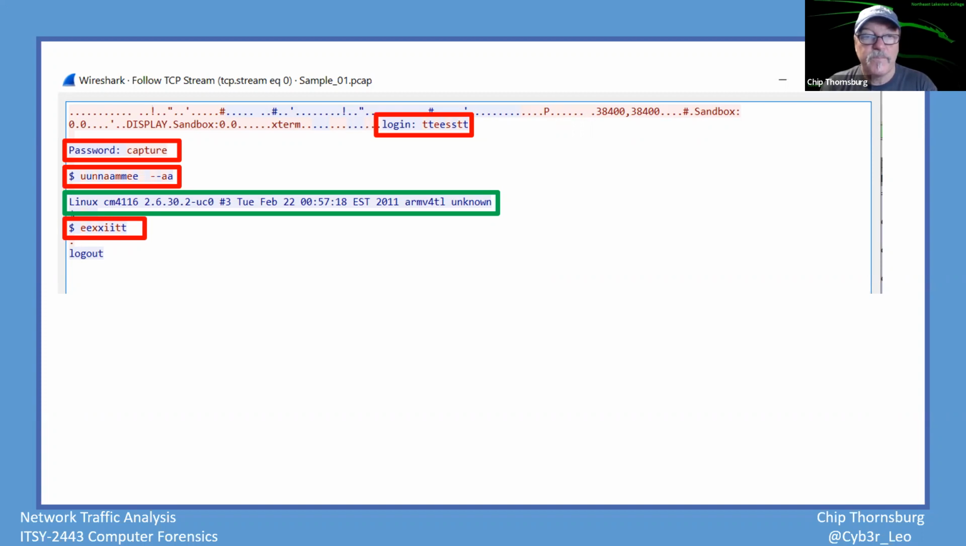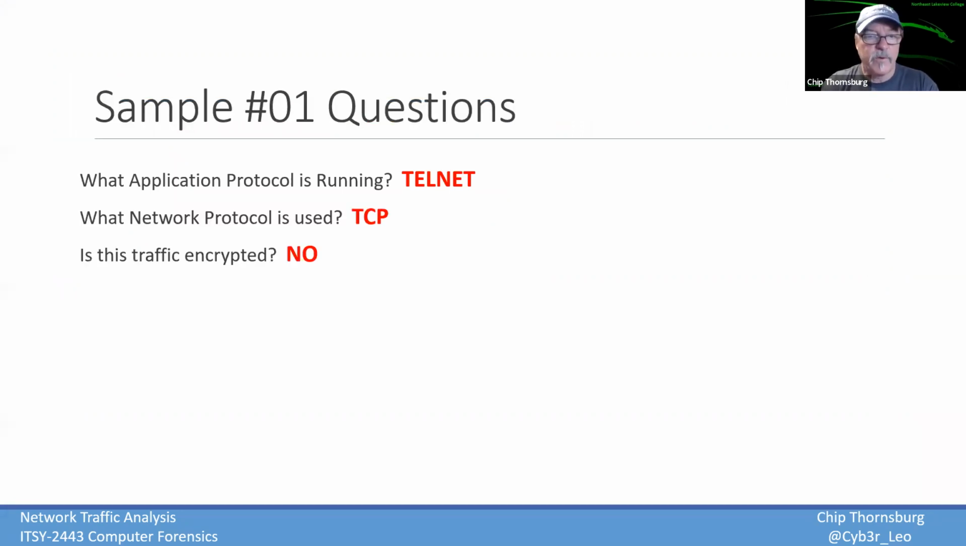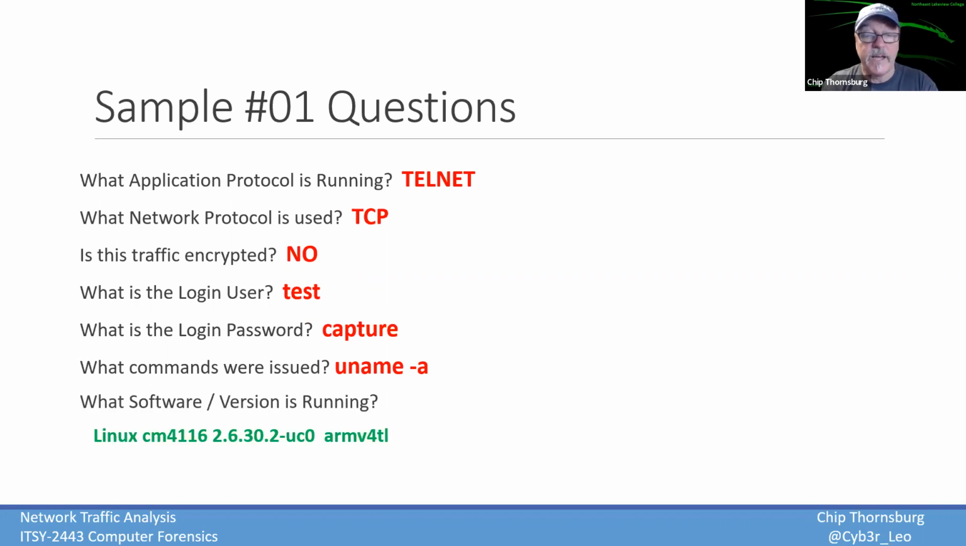So, a good thing to remember: unless my traffic is encrypted, for any commands that are sent, anything that's done across the network, if someone has a capture device set up, if they're recording the network traffic, we can go back and replay and see exactly what a user did. So again, the application was Telnet. The network protocol is TCP. Was it encrypted? No, because we could see the password, right? The login was test. The password was capture. The command used was that uname -a. And then we see that the remote system was running that Linux ARM architecture.